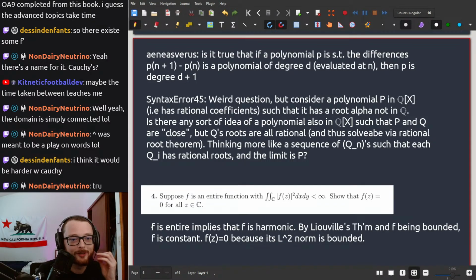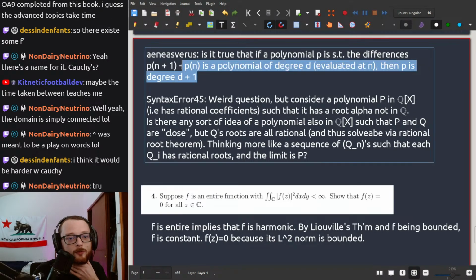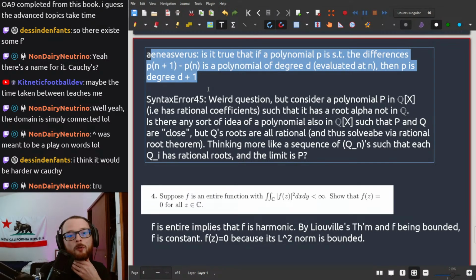Okay, one question down. Anius posted this top question before syntax, so let's look at Anius's first. If a polynomial p is such that the differences p(n+1) minus p(n) is a polynomial of degree d evaluated at n, then p is degree d plus 1. That feels like it's probably true.